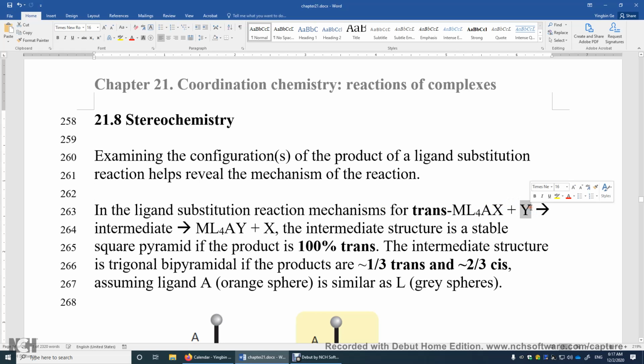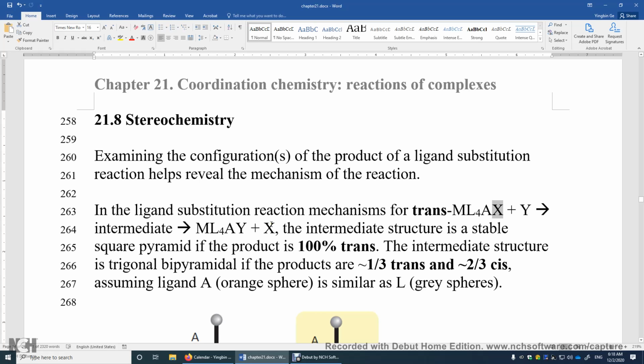This Y is the entering ligand. It's about to replace this X ligand in this trans transition metal complex. In this trans transition metal complex, the metal is bonded to 4 L ligands, 1 A ligand, and 1 X ligand. A and X are in the trans positions. So now Y is about to replace X. The final product is ML4AY plus X.